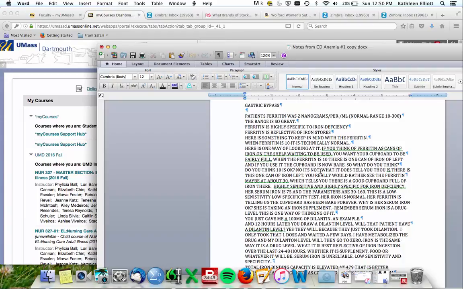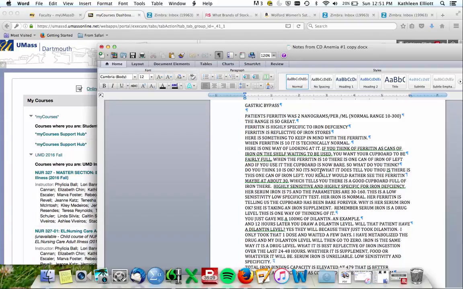For example, if you gave a patient 100 milligrams of Dilantin and 12 hours later you draw a Dilantin level, will that patient have a Dilantin level? Yes, they will because they just took Dilantin. But if the patient only took one dose and waited a few days, she metabolized the drug, and after it's metabolized, that level will go to 0. Iron is the same way. It is a drug level.